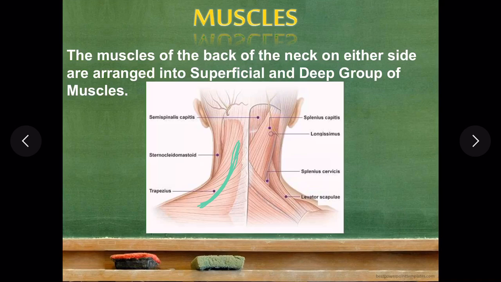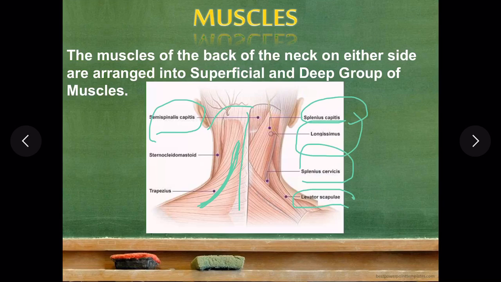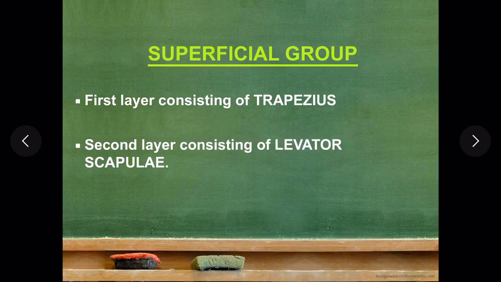When you dissect and cut the trapezius muscle, you will come across the semispinalis capitis, this one, and then this is the splenius cervicis. Then you are going to see the levator scapulae, splenius capitis, and longissimus capitis. These are the muscles present over the back of the neck. Although the names are difficult, these muscles are present underneath the trapezius in the form of four layers. The first layer consists of the trapezius, and the second layer consists of the levator scapulae.